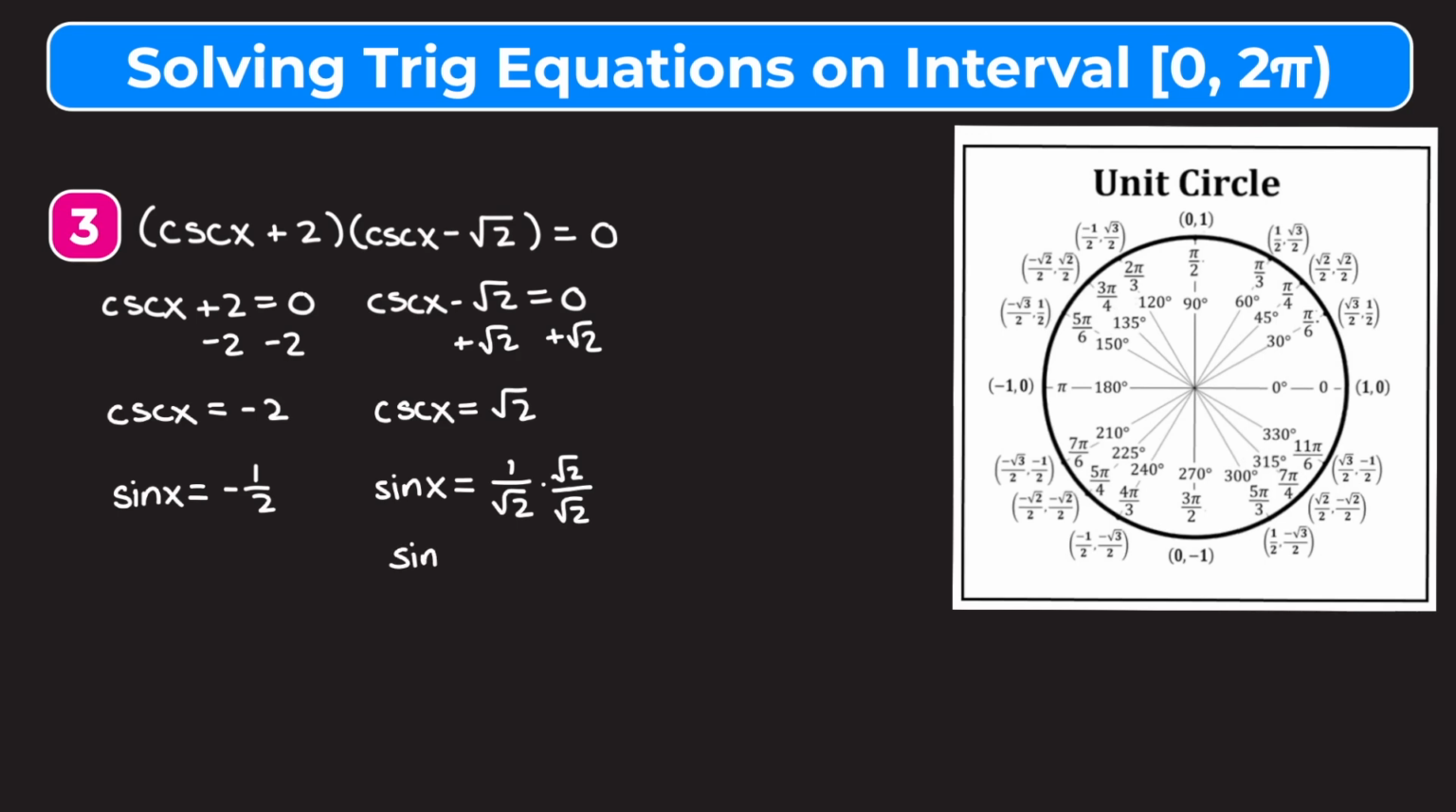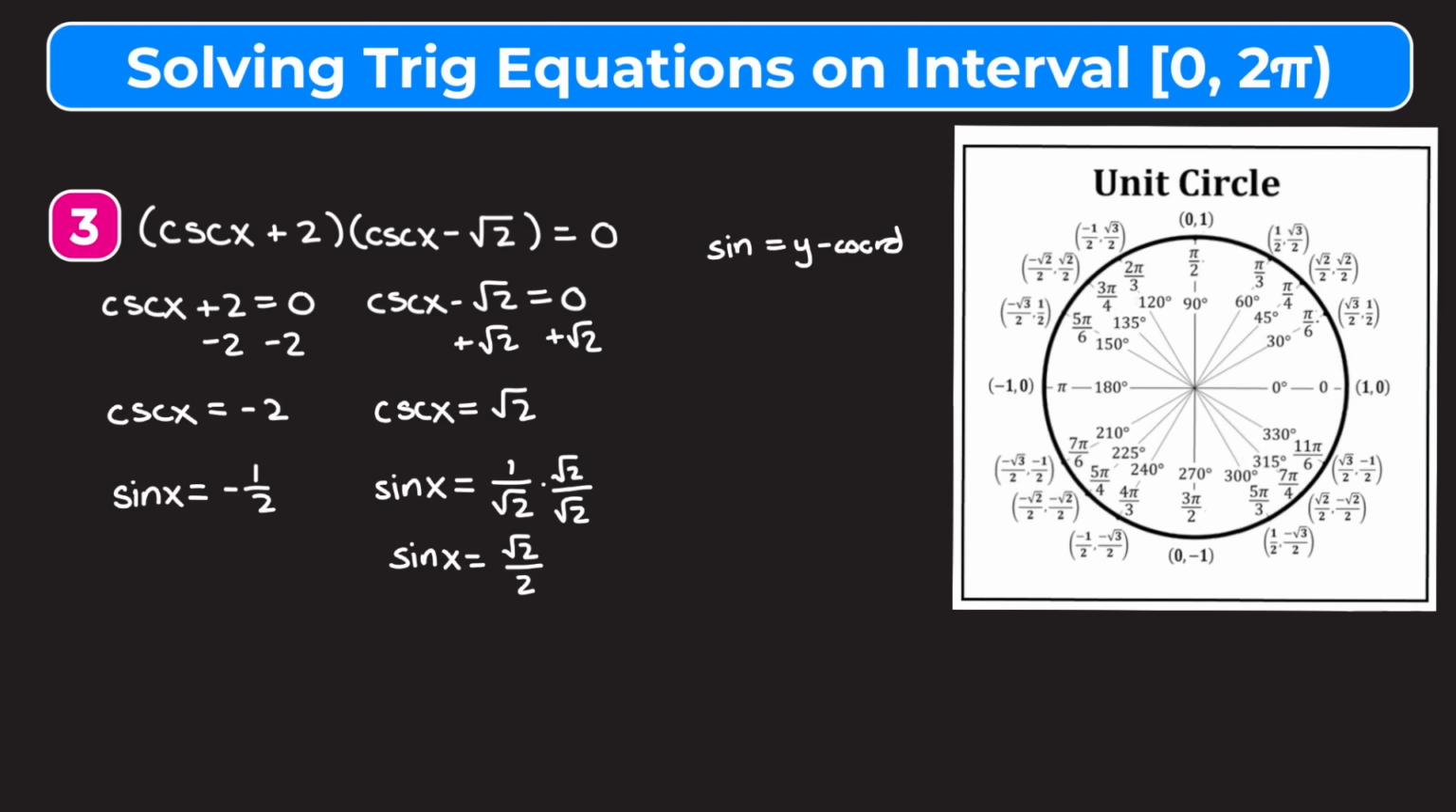So this is really saying the sine of x is equal to the square root of 2 over 2. And remember that on the unit circle, sine is equal to the y-coordinate. So we're trying to look for angles where our y-coordinate is either negative 1/2 or root 2 over 2. So let's do negative 1/2 first.